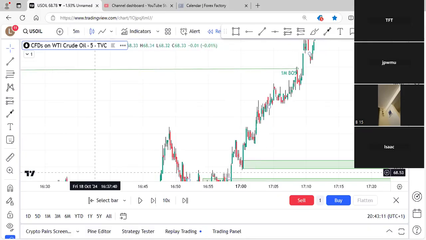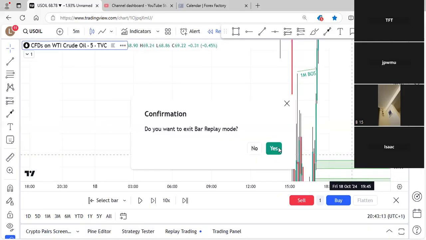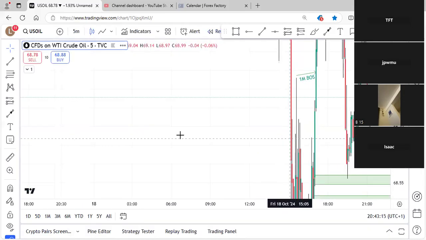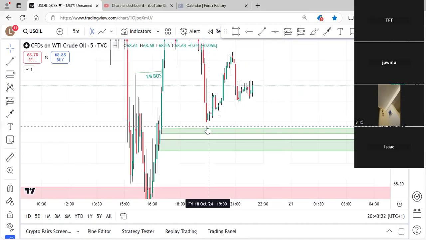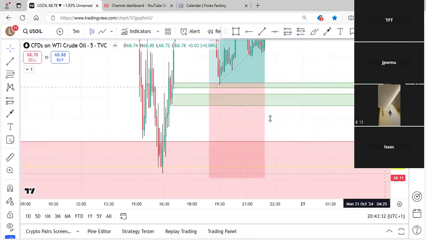as we see from here, obviously it taps that higher zone perfectly. It was late on Friday though, so who knows? I wouldn't have taken it that late, I don't think. I mean, I'd have been switched off from the charts anyway.